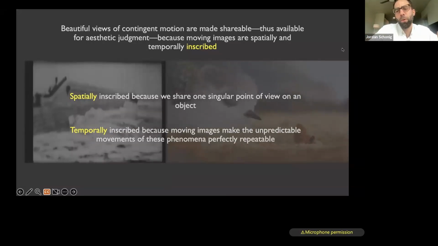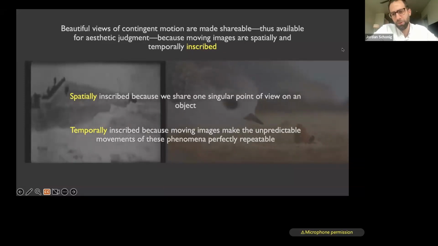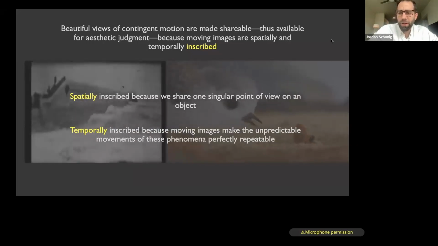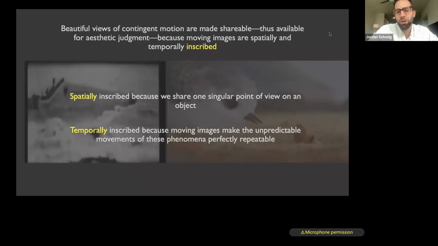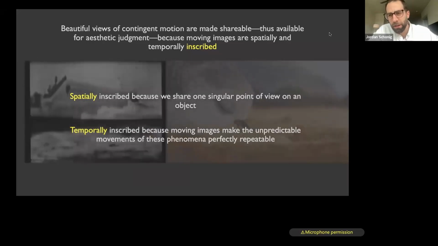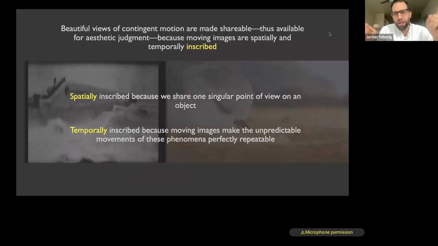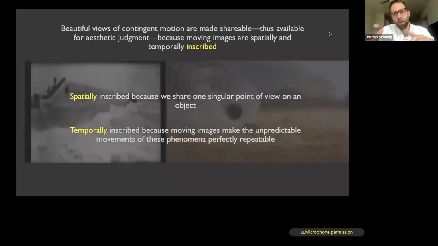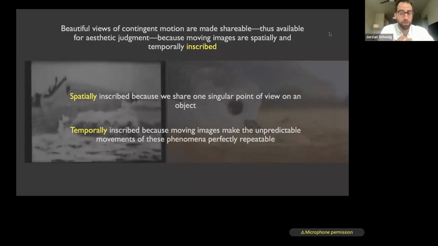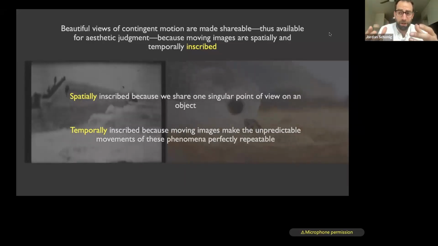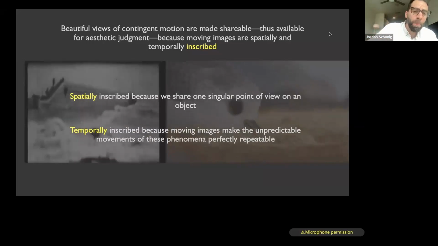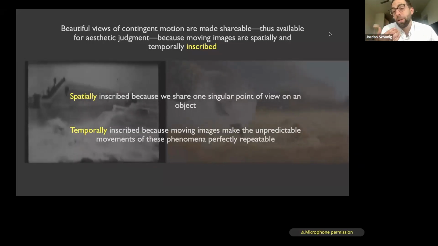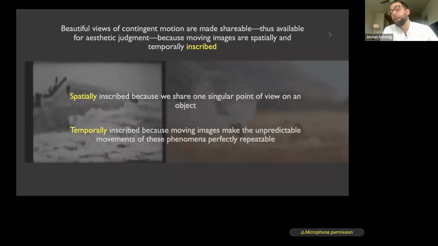I think this is just a weird way of describing something that is basic to all images, but moving images in particular. So a moving image is spatially inscribed because we share one singular point of view on an object, right? So if we're sitting around a campfire, we're all looking at the fire from a different angle, but when I show you a film of the fire, we all have the privilege of sharing the same point of view on something that looks very similar to how it would look to us in reality. Moving images are also temporally inscribed because they make the unpredictable movements of these phenomena perfectly repeatable.